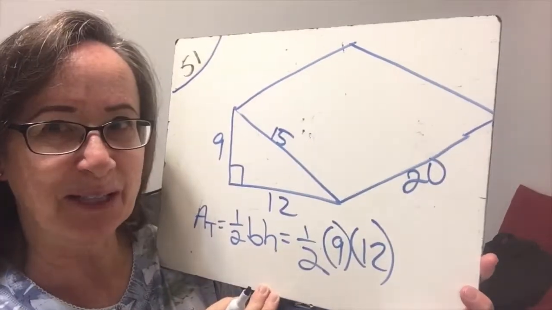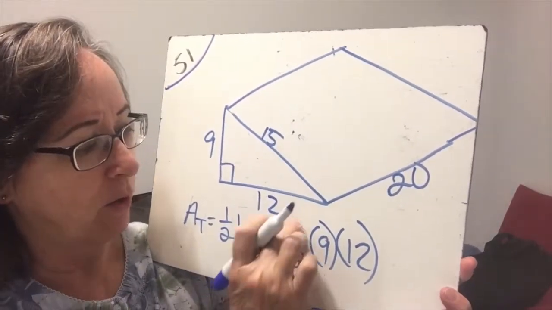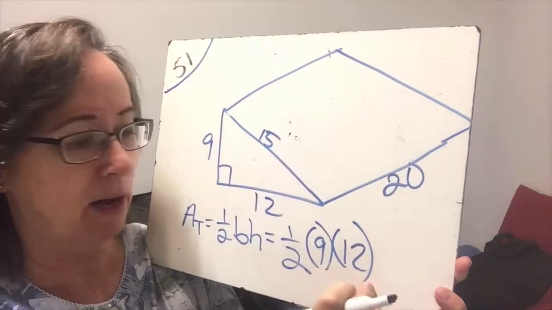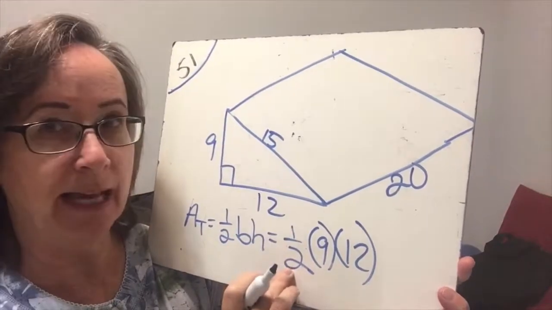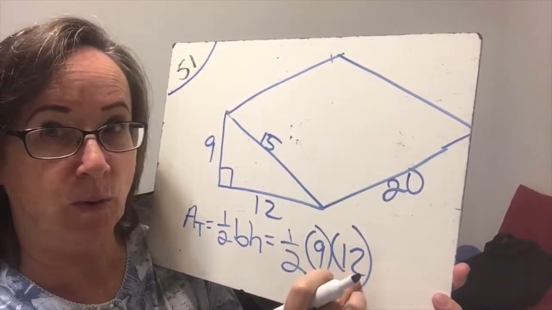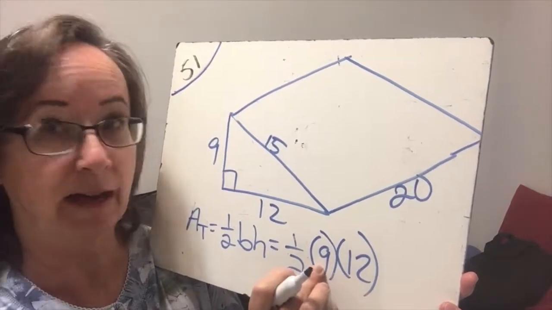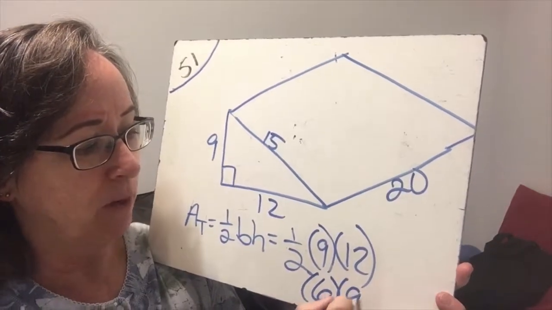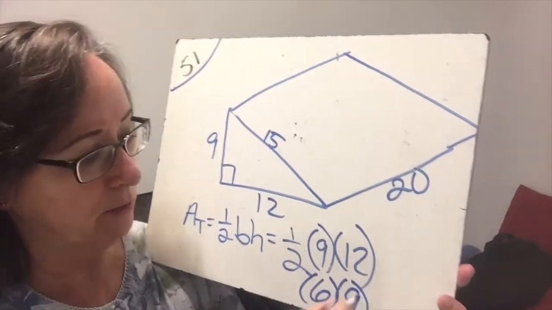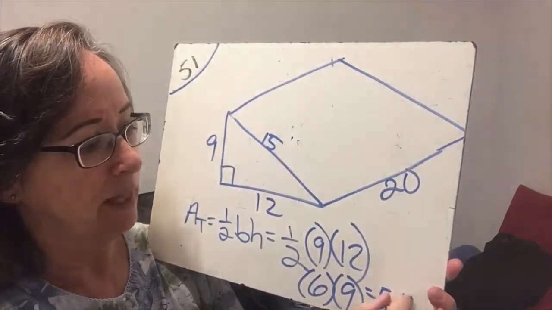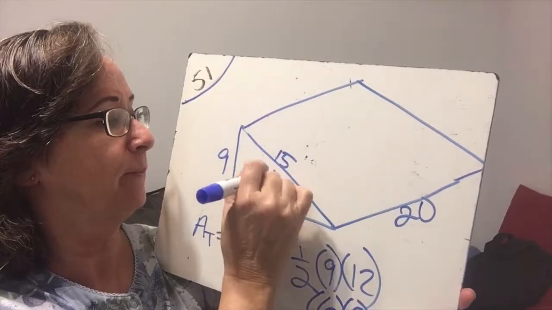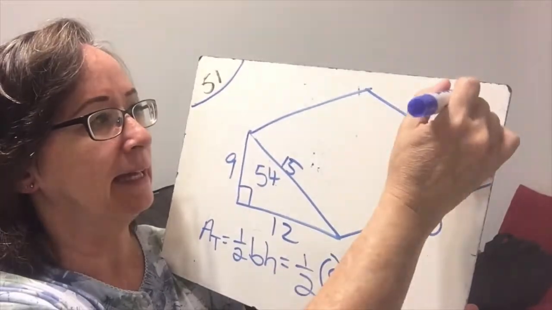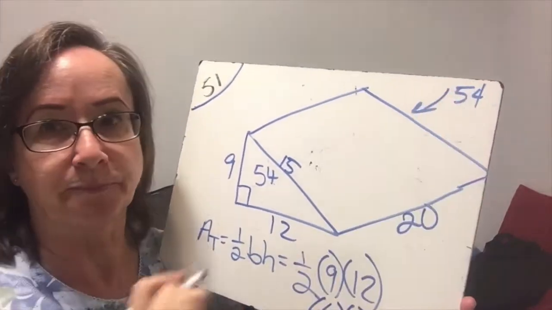But instead of multiplying, guess what we can do? 1/2 of this product is the same thing as 1/2 of the 12, which is 6 times the 9. So we're going to change that to 6 times 9, which is much easier for us to do, and that is 54. So this one is 54, and the one on the back is 54.